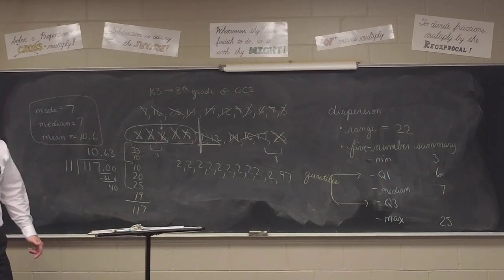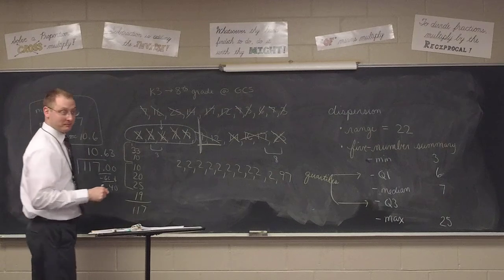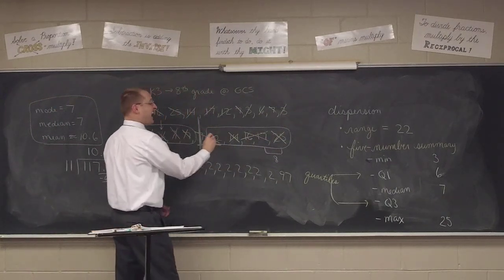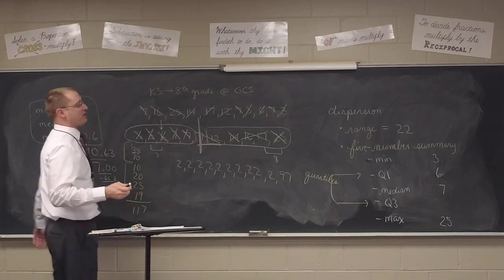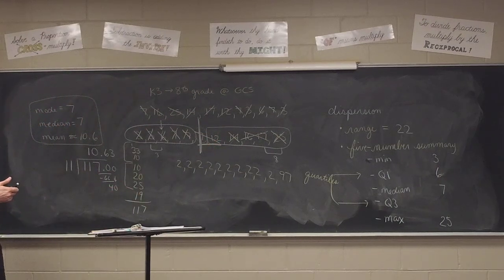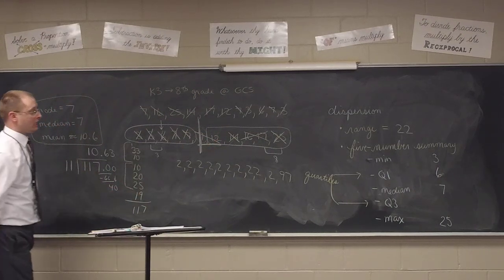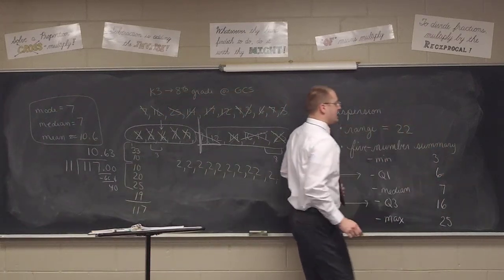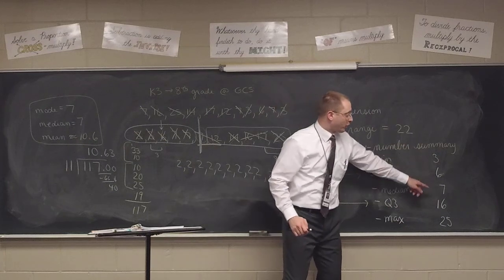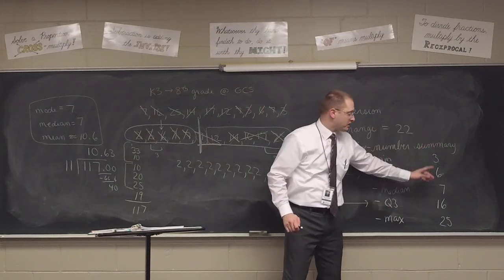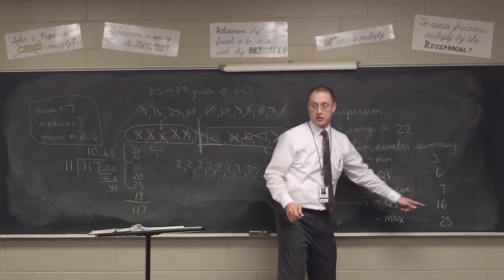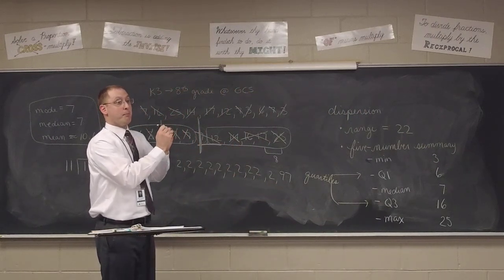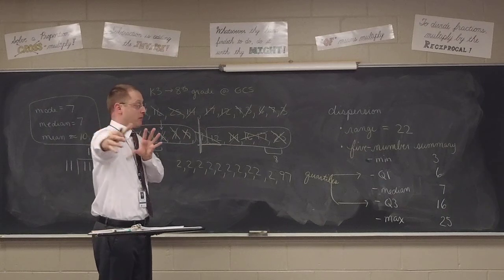Anyone want to hazard a guess on how we'd find the third quartile? We do the middle value of the second half. Find the second half, the big half, and find the middle value. Which number is the middle value of the big half? 16. Now notice, the first three numbers are all really tightly bunched. The second three numbers are widely spread. What that means is Grace Christian School has a lot of small classes, but it also has some bigger classes that spread out more rapidly.